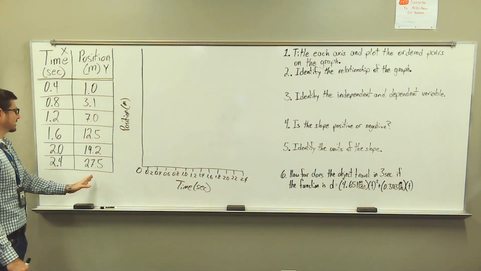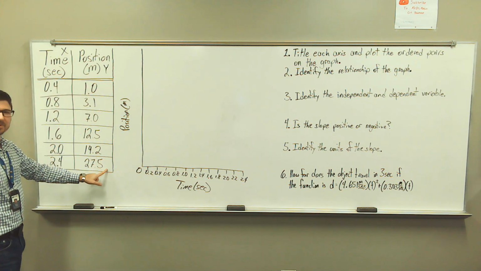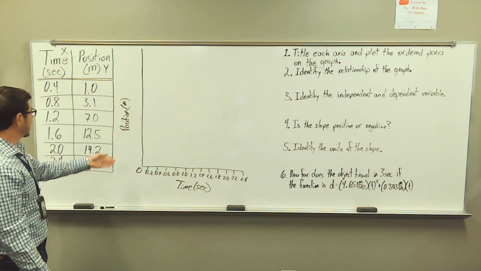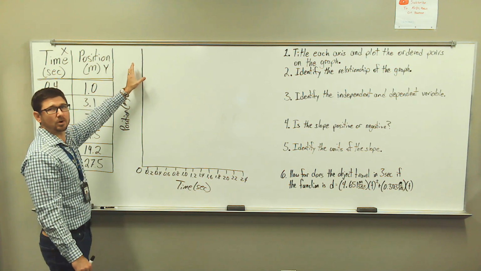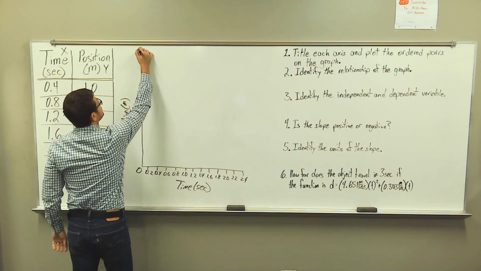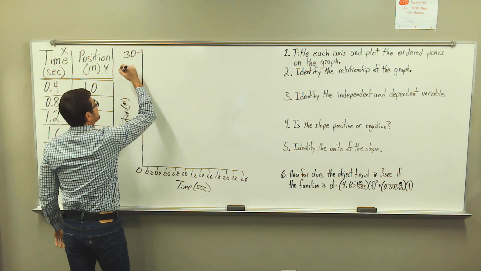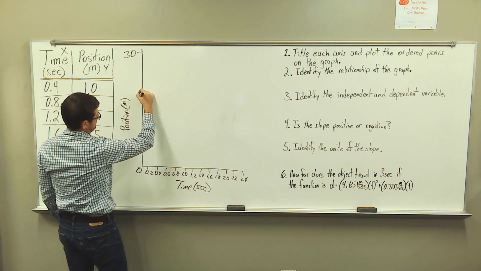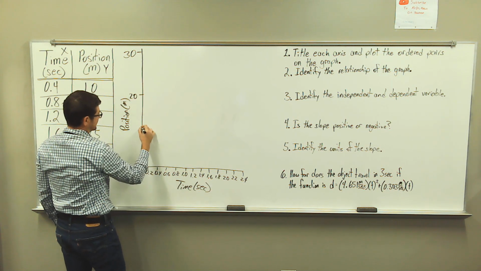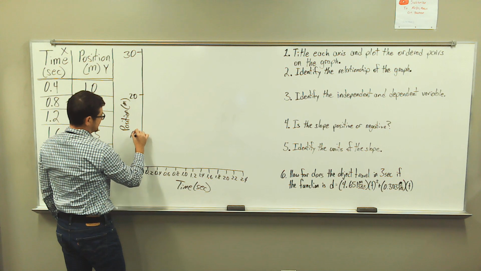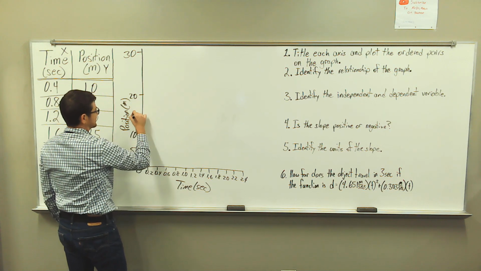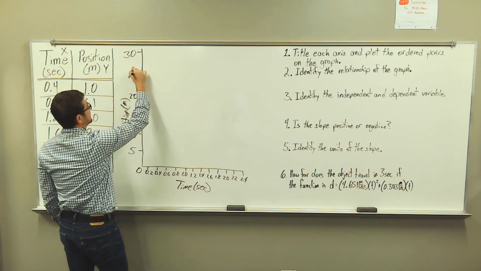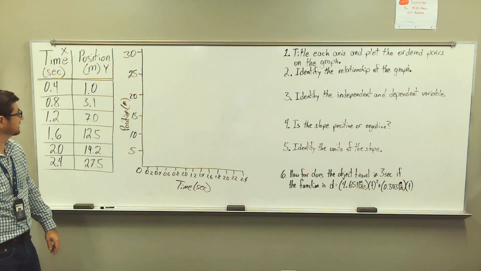And then, looking at our y column here, our maximum value is going to be 27.5 meters. So I'll just put our maximum value on the y-axis at 30. That's going to be 30 meters. I've got 20 here. I've got 10 here. That's 5, 15, and then 25. Okay, we've got something like that.